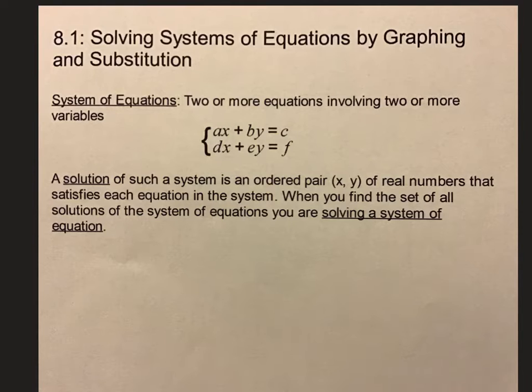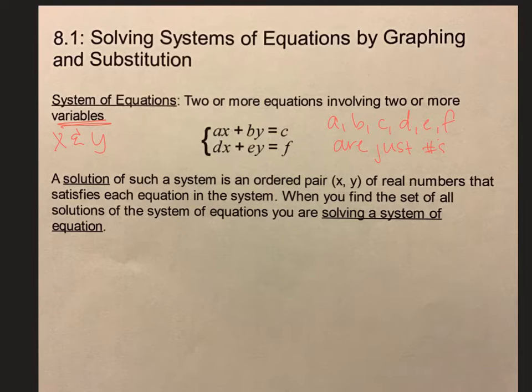The first one we're going to look at right now is graphing and substitution. So a system of equations, remember, is two or more equations involving two or more variables. So our variables in this case are just x and y. And then A, B, C, D, E, and F are just numbers. Okay, so they're just representing whatever number might be there.